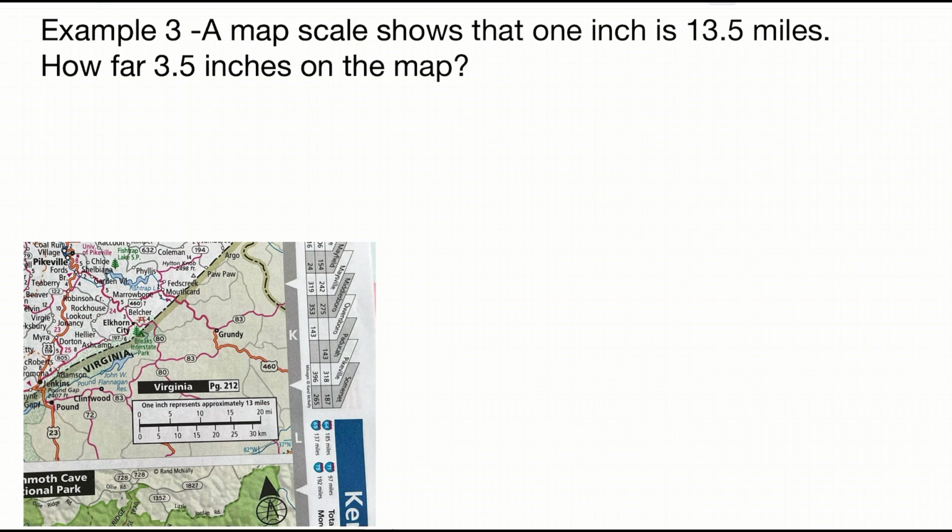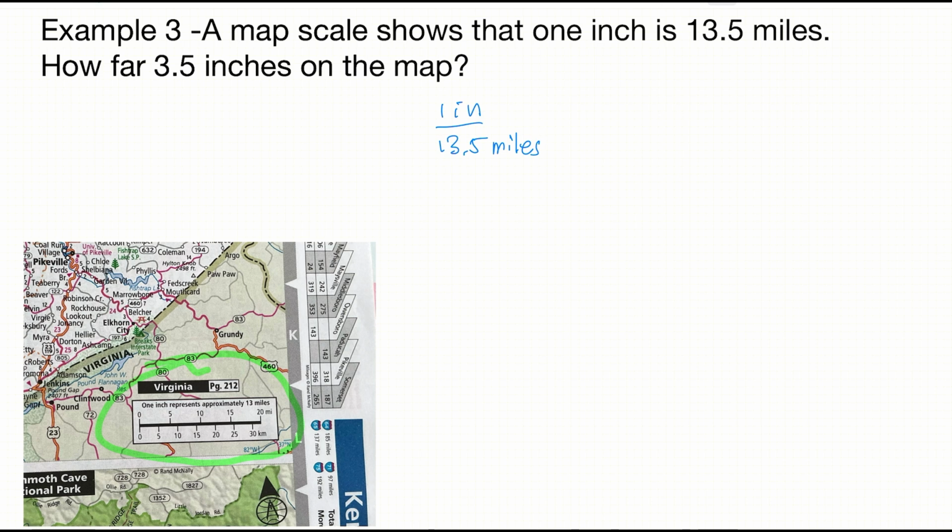Example 3. A map scale shows that 1 inch is equal to 13.5 miles. How far is 3.5 inches on the map? So the map scale will be right there. That's just what it shows us. So we know from the scale that 1 inch on the map is 13.5 miles.